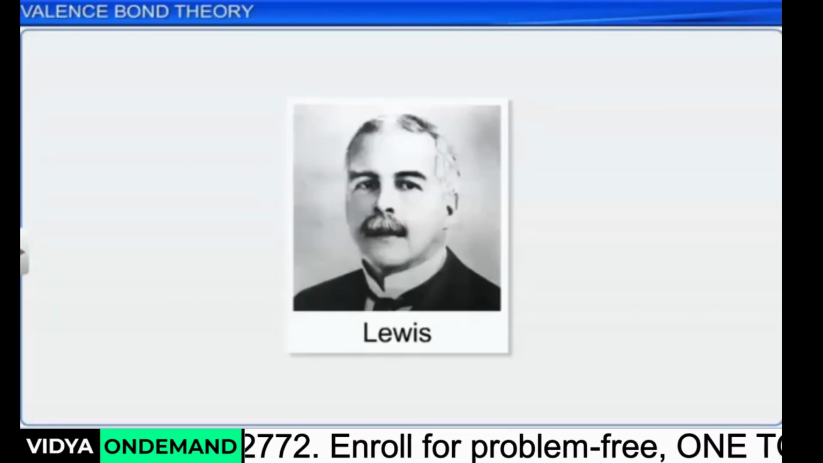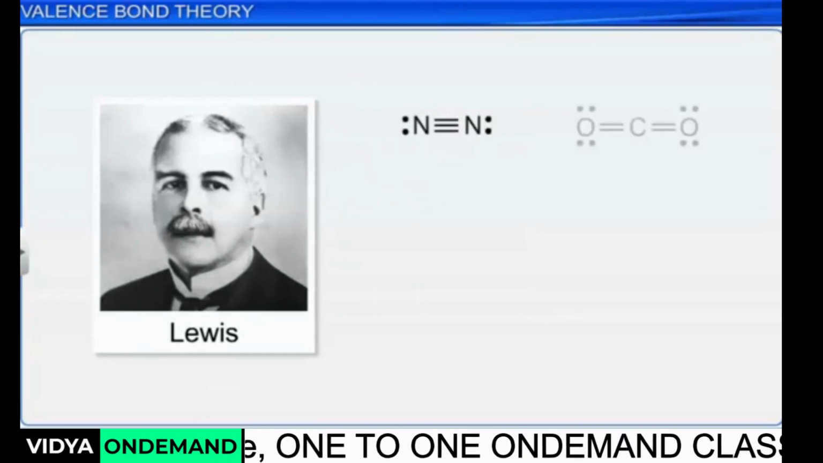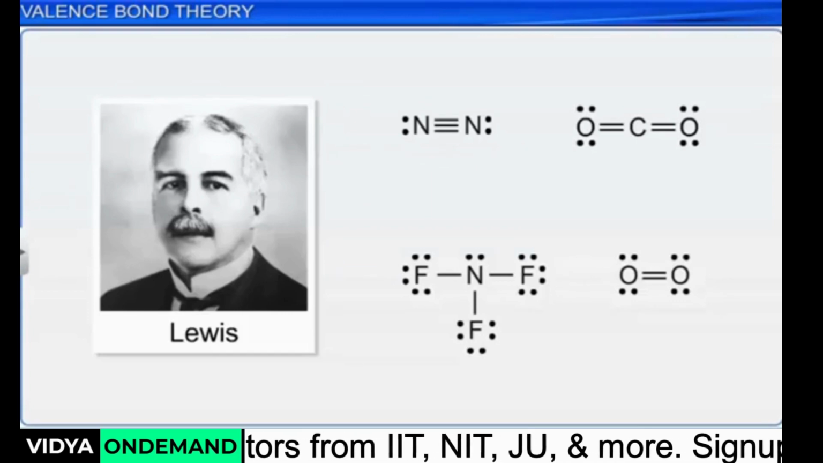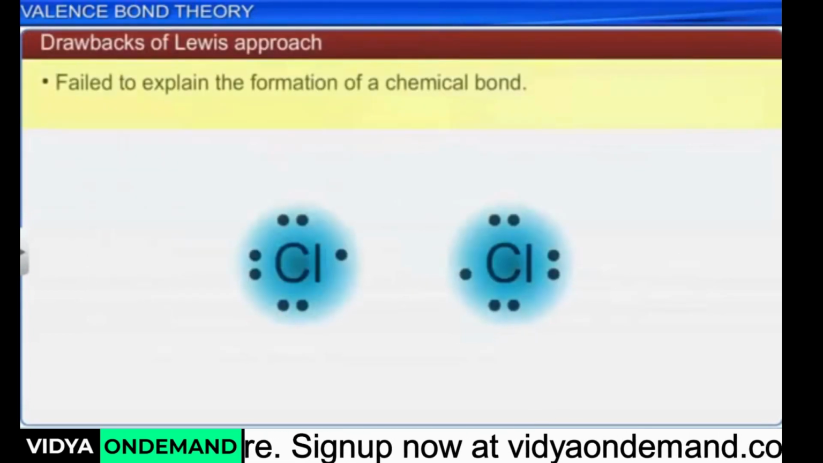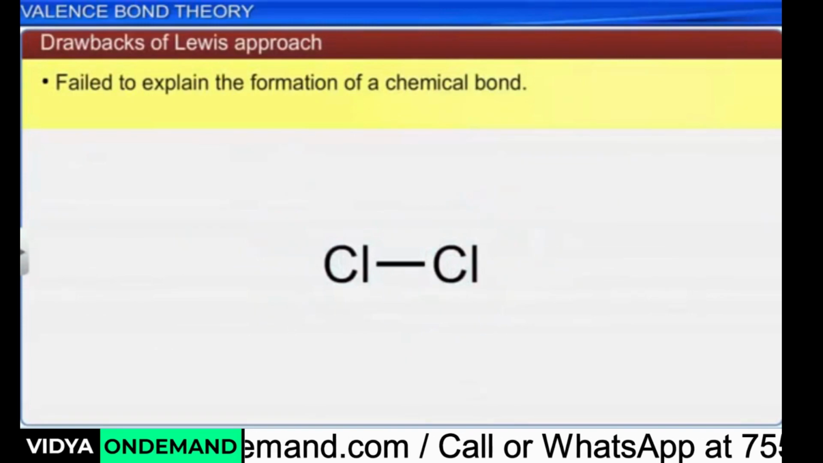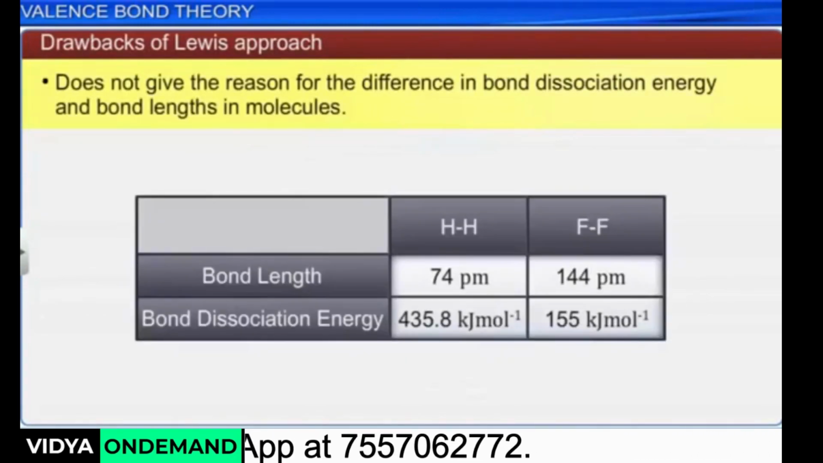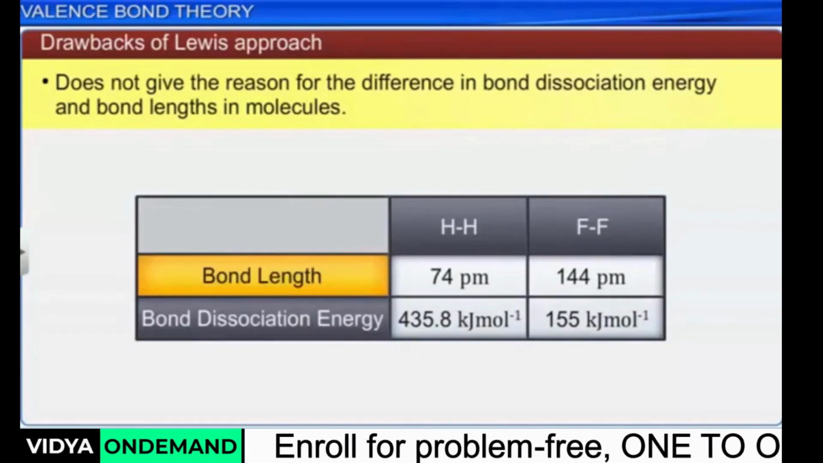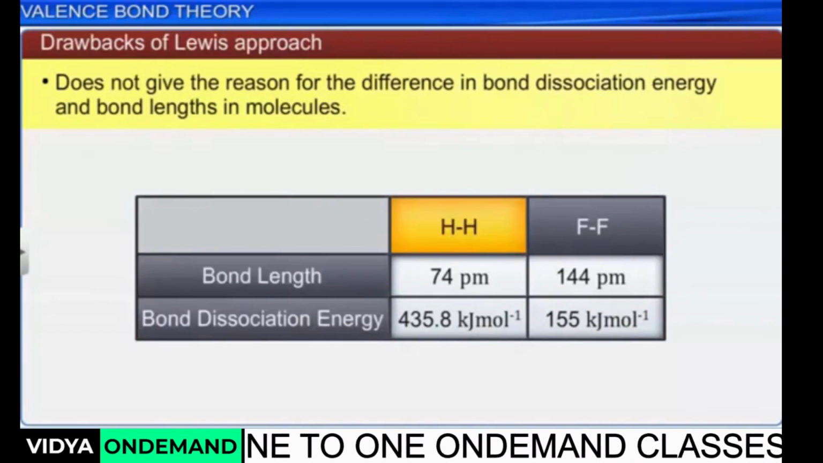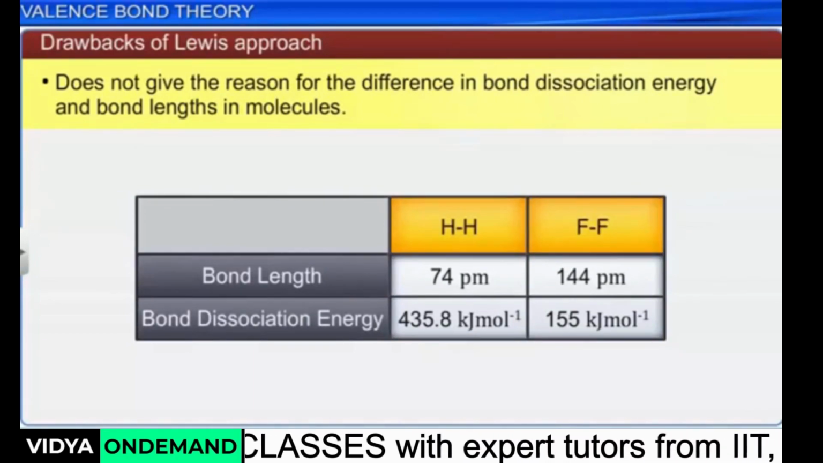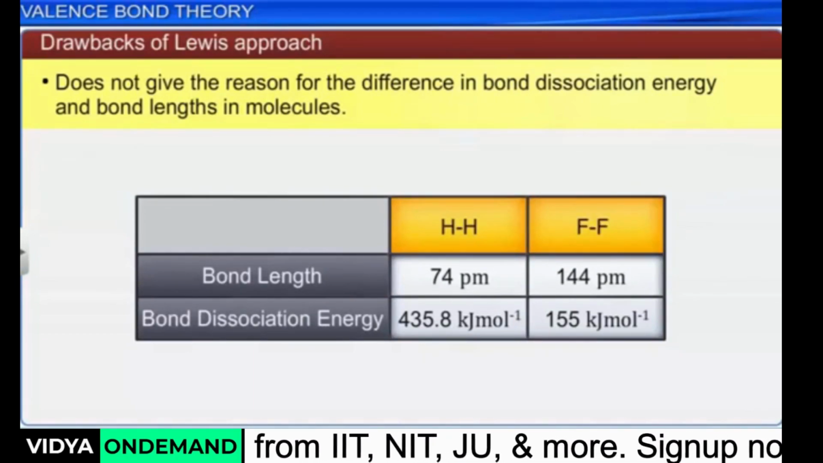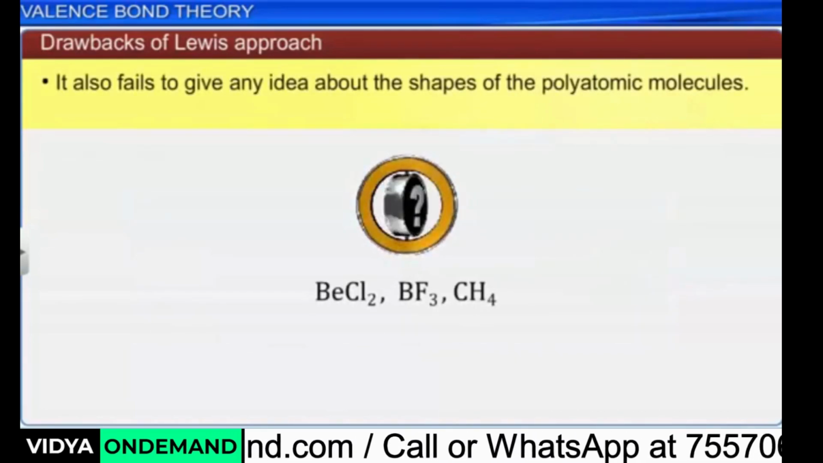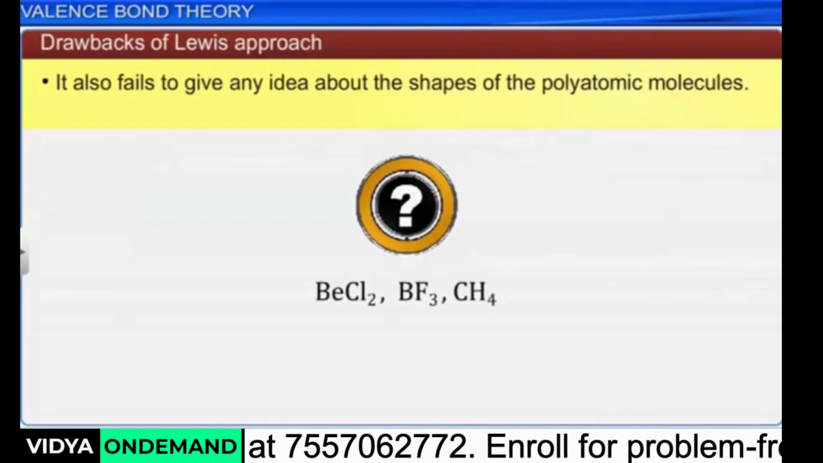Although Lewis's approach to chemical bonding helps us to write the structure of molecules, it suffers from certain drawbacks. These drawbacks are: it fails to explain the formation of a chemical bond. It does not give the reason for the difference in bond dissociation energy and bond lengths in molecules like hydrogen and fluorine, although in both the cases a single covalent bond is formed. It also fails to give any idea about the shapes of the polyatomic molecules.